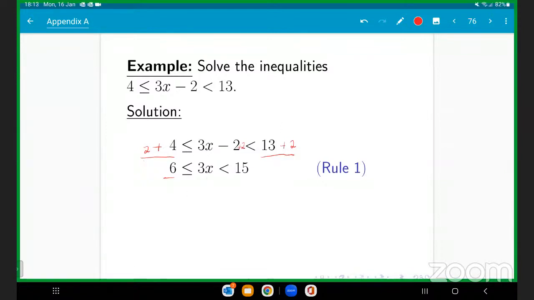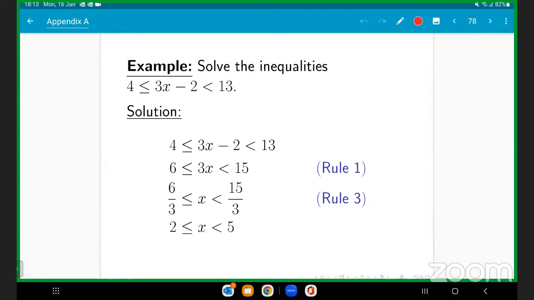And thereafter, we divide by 3 throughout. And since 3 is a positive number, the direction of the inequalities does not change. And so we get a final solution of 2 less or equal to x, which is less than 5.